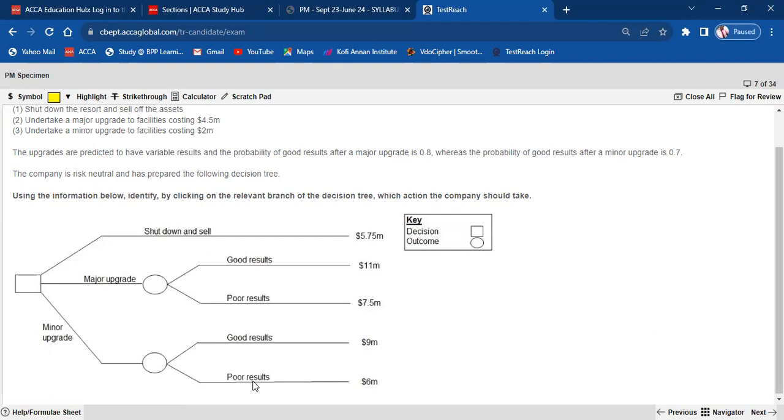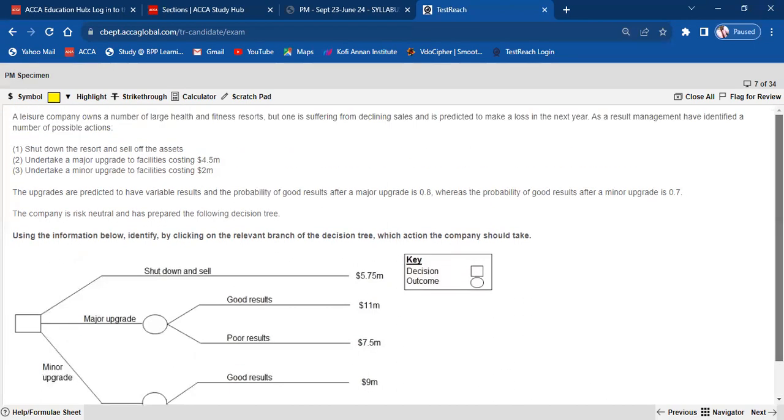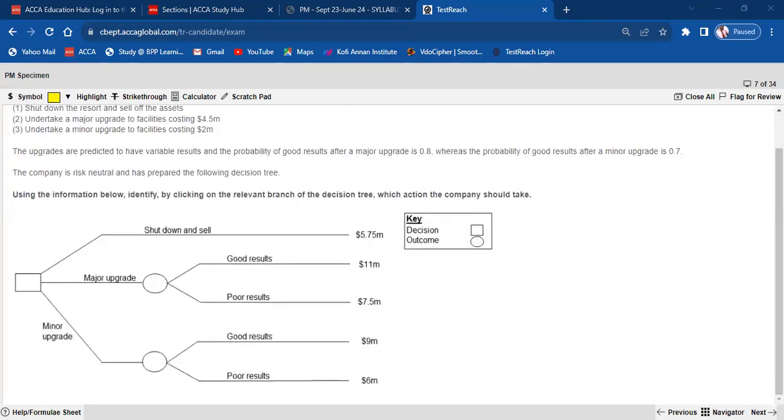The company is risk neutral and has prepared the following decision tree. So this is drawn for you in the exams all of the time. What's the requirement? Use the information below, identify by clicking on the relevant branch of the decision tree which action the company should take. So the branches are the decisions. I mean, the branch you should choose is the decision. Should we shut down and sell, or do major, or do minor upgrade?